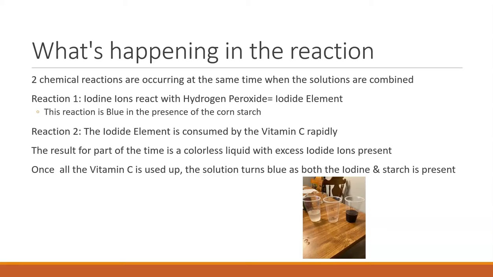As noted in the beginning of the reaction, you noticed that when they were mixed in solution B, it was very clear. However, once all the vitamin C is used up within that solution, the solution itself turns blue as both the iodine and the starch, the cornstarch, or in some cases the Alka-Seltzer, is present, therefore demonstrating a clock reaction.